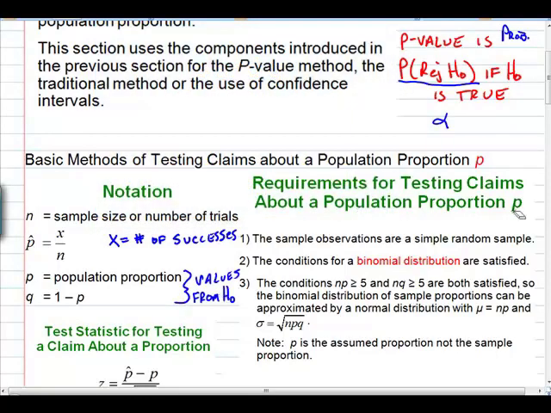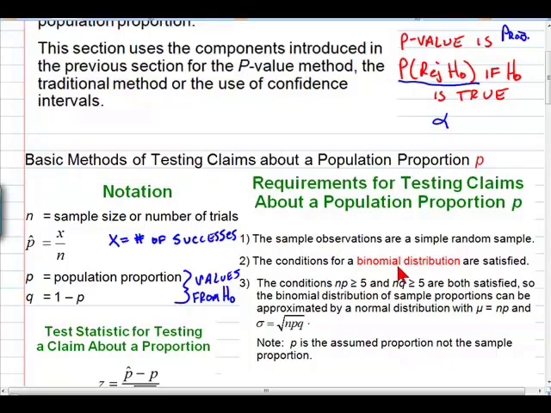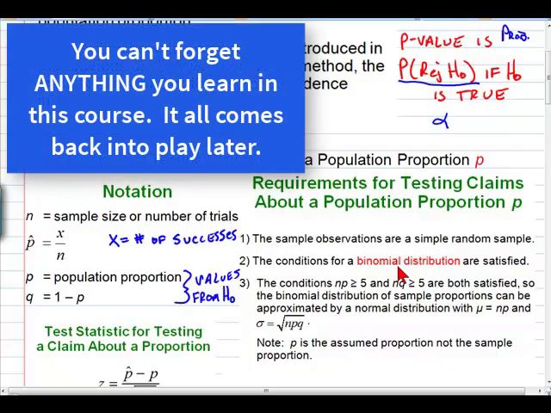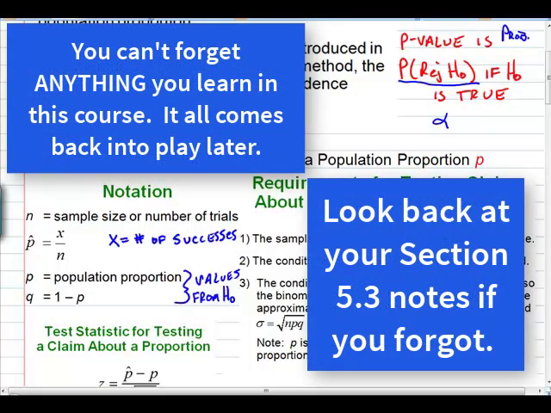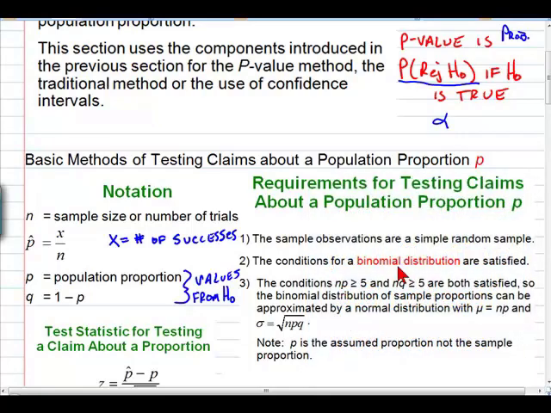Now there are some requirements that have to be met in order to test a claim about a population proportion. First of all, as always, we have to have a simple random sample. The conditions for the binomial distribution must be satisfied. Do you remember what those are? Fixed number of trials, only two outcomes, trials are independent of each other, and the probability of success remains constant for each trial.